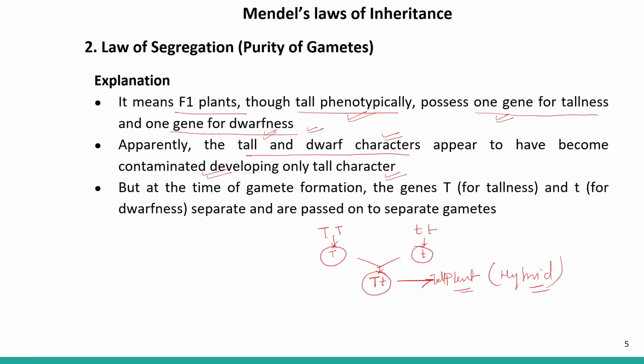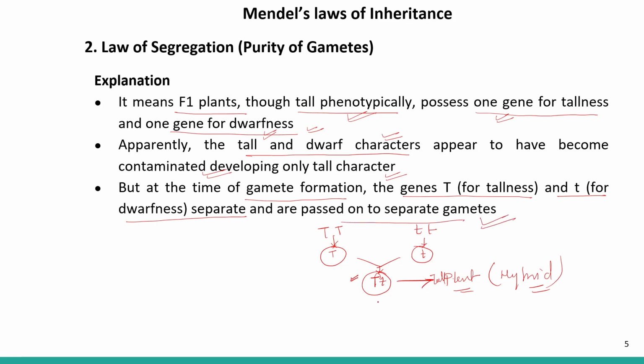So the capital T is the dominant gene, the dominant allele, and small t is the recessive one. So it masks the effect of the small t, that is the dwarfness, right? So here we can see there is a contamination. There is a contamination of the gametes. Okay. Actually, it is a contamination of the allele. But at the time of gamete formation, the gene T for the tallness and small t for the dwarfness separate and are passed on to separate gametes.